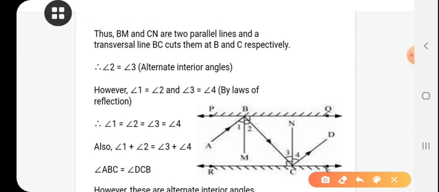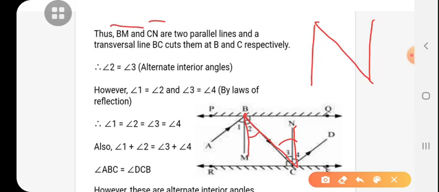Now in this case, this line and this line are parallel. So if these two lines are parallel, then BC is the transversal. Accordingly, this angle and this angle will be equal, because if these two lines are parallel and this is the transversal, then this angle will be equal to this angle, as these are called alternate interior angles. So it is angle 2 and it is angle 3. I indicate this angle. So angle 2 is equal to angle 3. Clear?